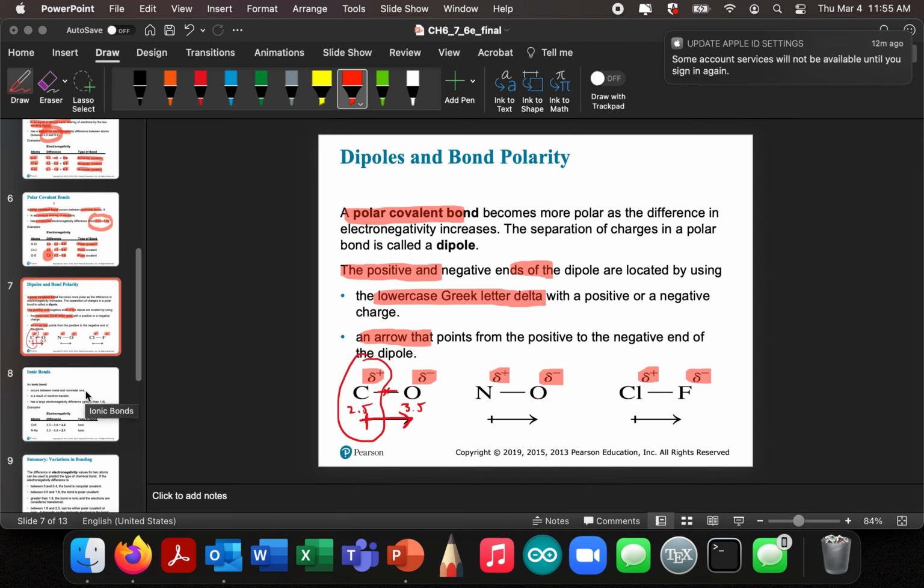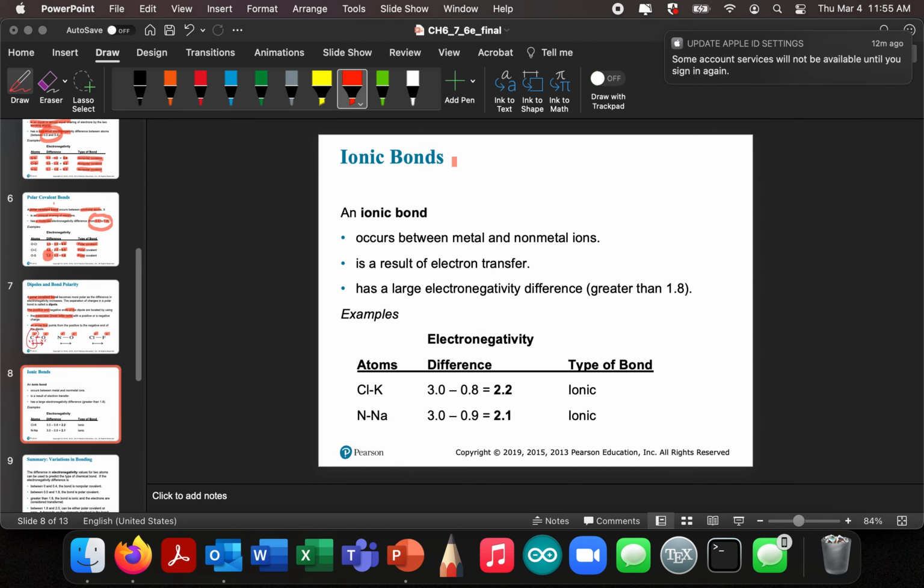All right, now what happens if the electronegativity difference is greater than 1.8? Okay, if it's greater than 1.8, then all of a sudden, this atom here, which has a higher electronegativity, just says, you know what, I'm going to steal your electron. I'm going to take it, right? We dealt with this at the beginning of chapter 6 when we were talking about ions, right? And the reason why metals give up their electrons is because they have a low electronegativity.